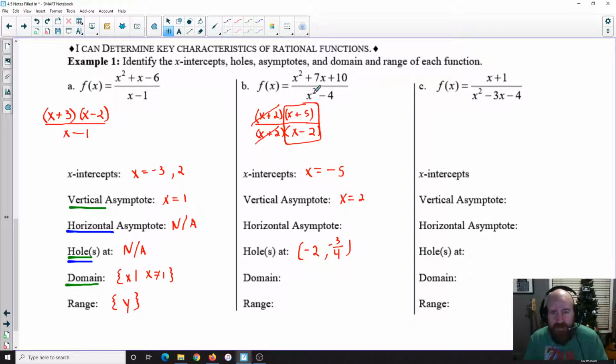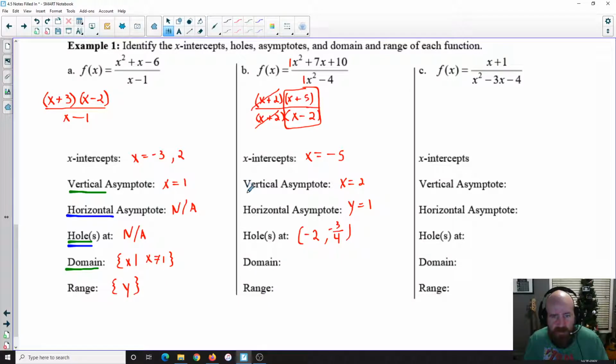Horizontal asymptote, we look back at the original equation. Degree of 2 over degree of 2. So that's where we take the leading coefficients of each polynomial and divide them. So 1 divided by 1 is just 1. So we have a horizontal asymptote at y equals 1. Now if this were a 5 and this were a 4, it would just be y equals 5/4. Alright.